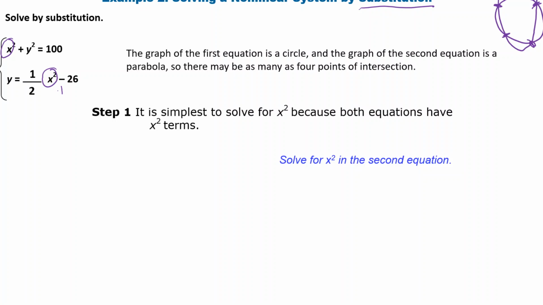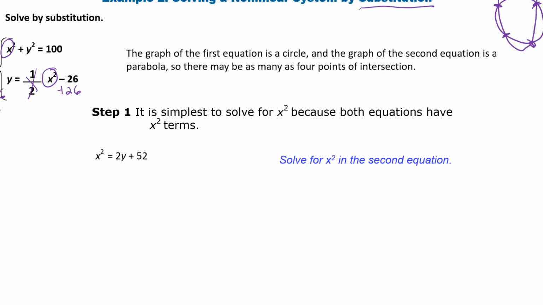So let's just add 26 to both sides, plus 26, and then multiply everything by 2. That gets rid of this. So that leaves me with 52. So when we do, we get x squared equals 2y plus 52.